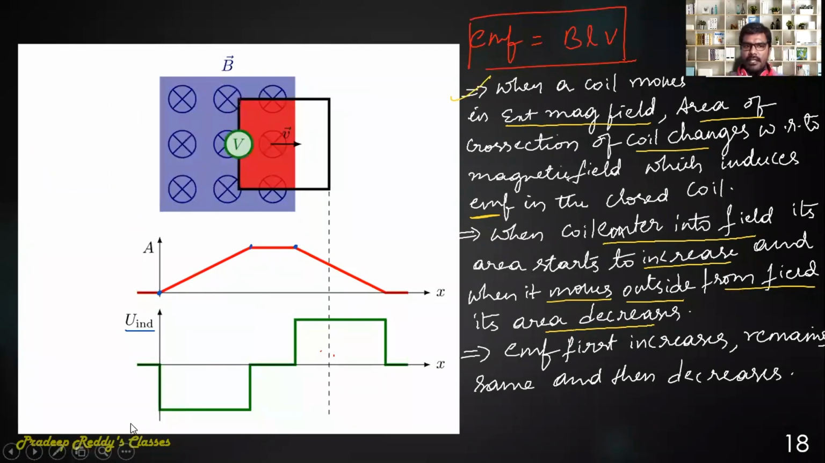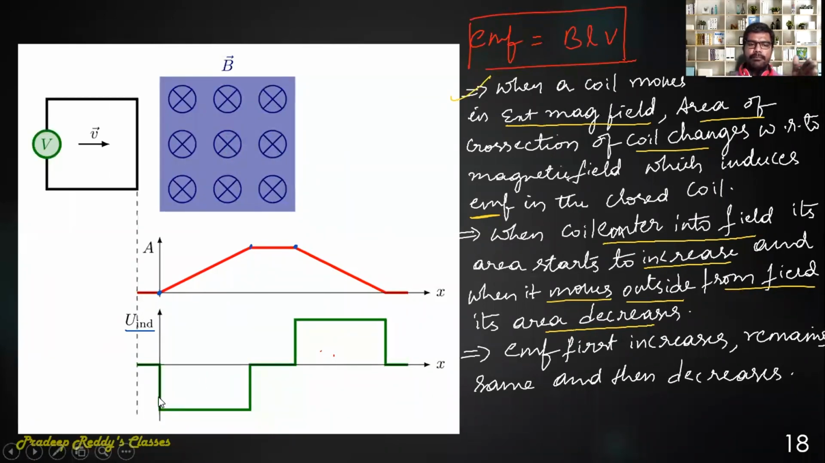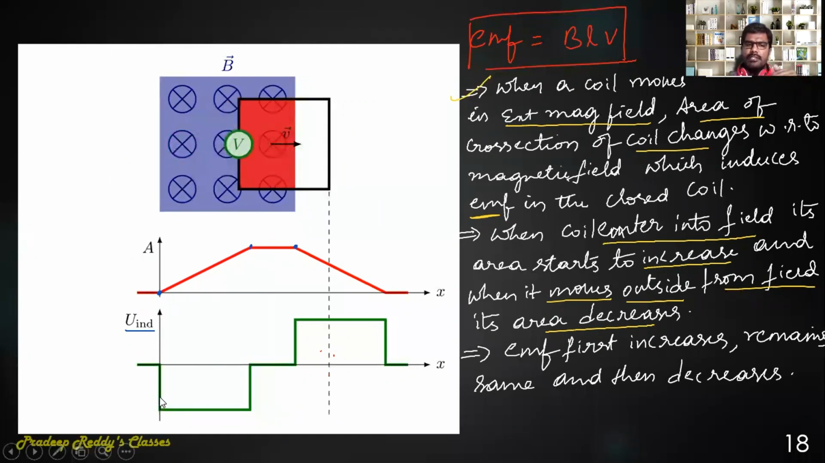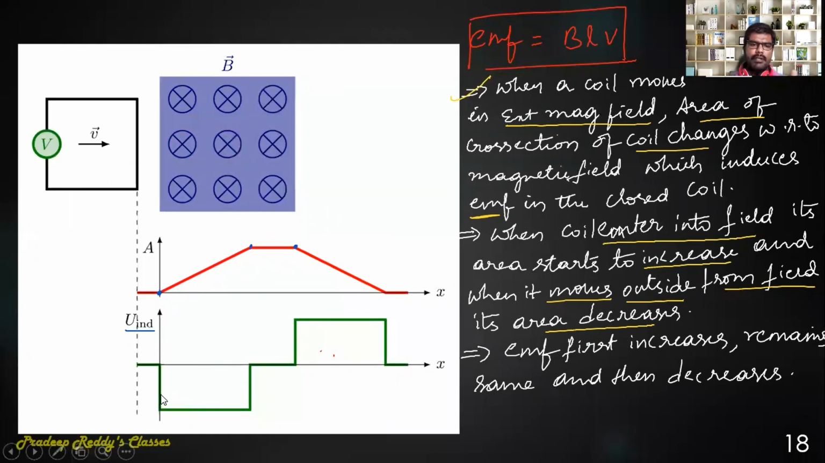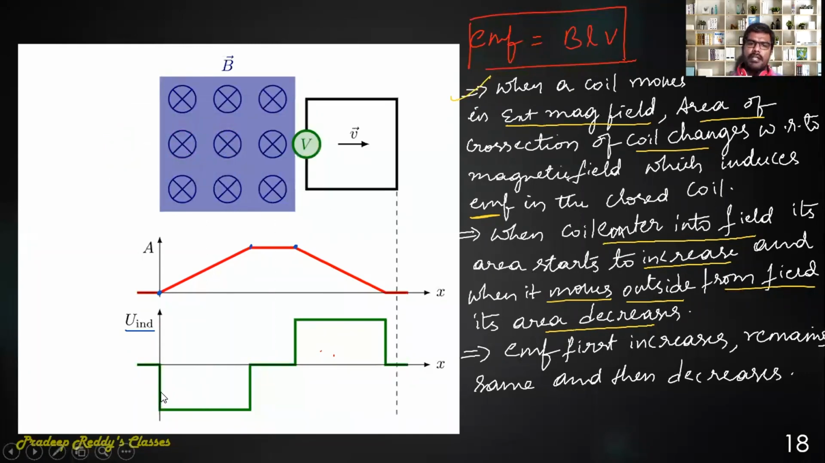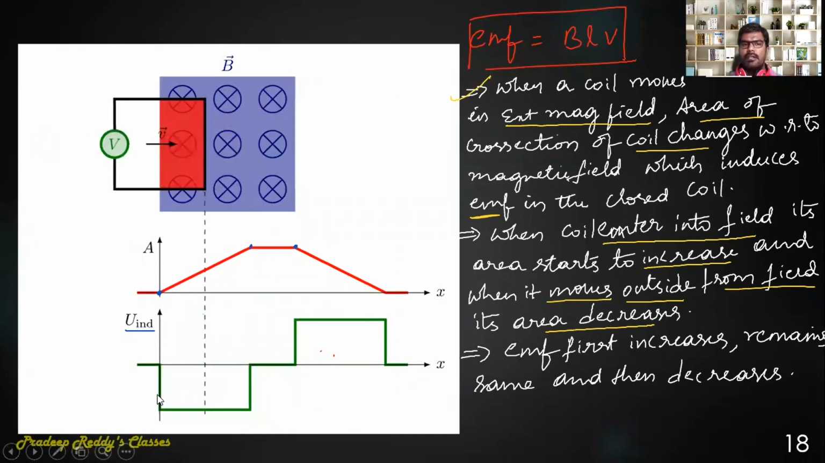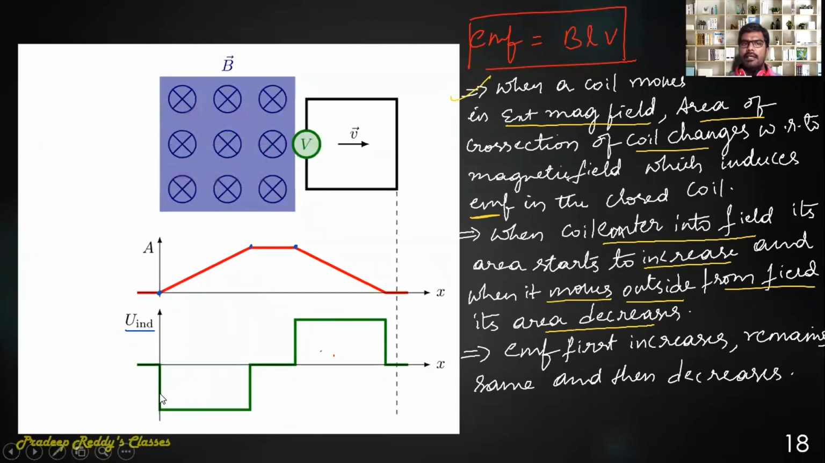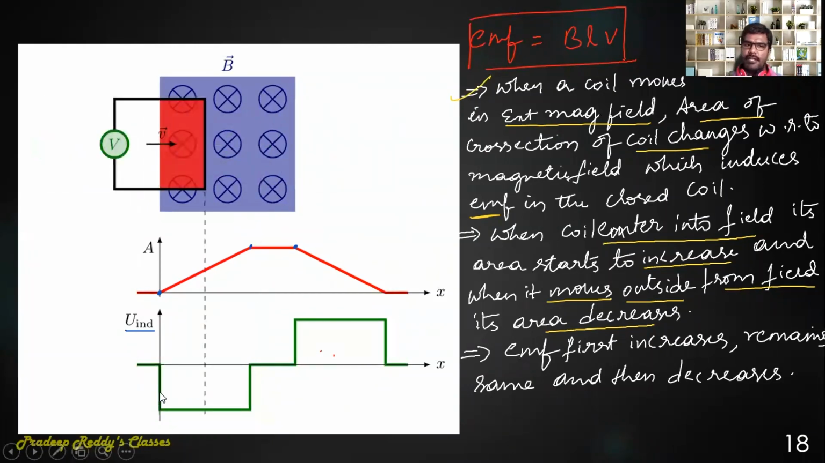Likewise, the potential energy linked with the coil will also change. The potential energy first will be negative, and then when it is moving out, the potential energy is positive. That is the effect of the motion of the coil in an external magnetic field.